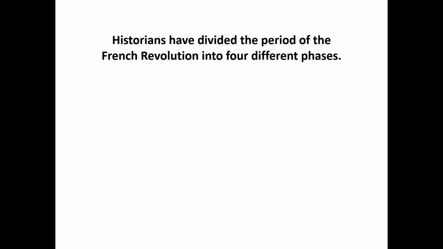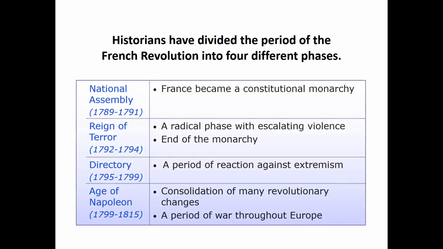Now, when historians look back at the French Revolution, they divide it into four different phases. In this section, we're going to look primarily at this first phase, the National Assembly, 1789, beginning back with that tennis court oath, where France becomes a constitutional monarchy. The next phase is the crazy phase, the Reign of Terror, 1792 to 1794. A radical phase where we have increasing violence, increasing anarchy, actually, and we see quite literally the end of the monarchy.